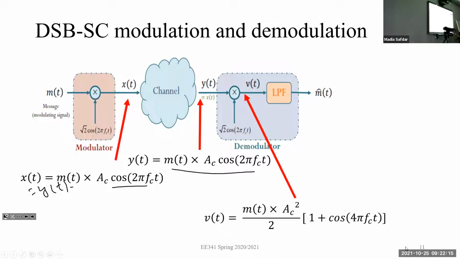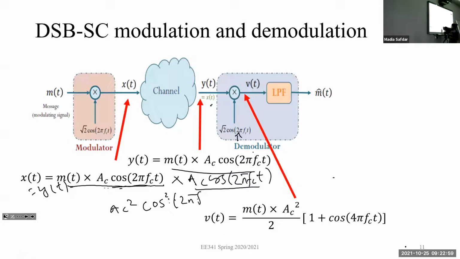And then at the output, for the demodulation you will multiply it with the demodulator phase. Okay, so what will happen here? If you multiply the signal with Ac cosine of 2 pi fc t, how am I doing it? Here y of t is my whole signal. Then I multiply it with the demodulator, which is this. So what will happen? Ac square cosine square of 2 pi fc t, right? This will become like this, right?